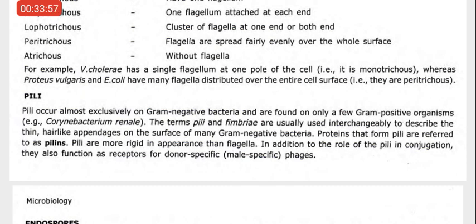Pili occur almost exclusively on gram-negative bacteria and are found on only a few gram-positive organisms like Corynebacterium renale. The terms pili and fimbria are usually used interchangeably to describe the thin hair-like appendages on the surface of many gram-negative bacteria. Proteins that form pili are referred to as pilins. Pili are more rigid in appearance than flagella. In addition to the role of the pili in conjugation, they also function as receptors for donor-specific, male-specific phages.